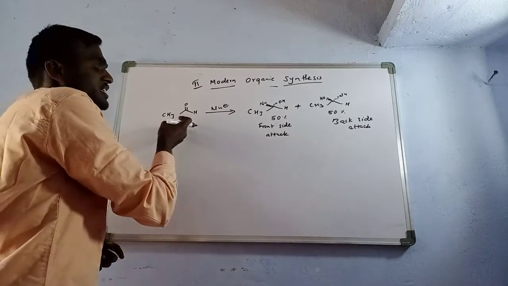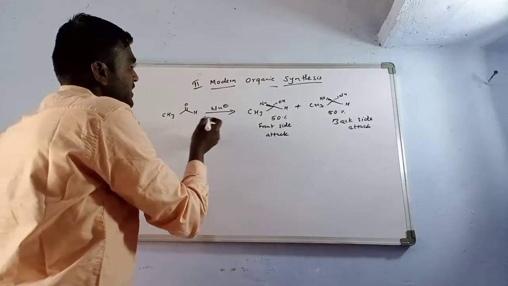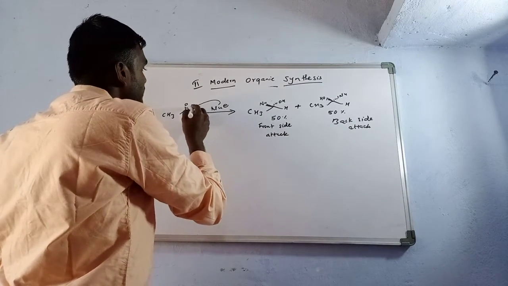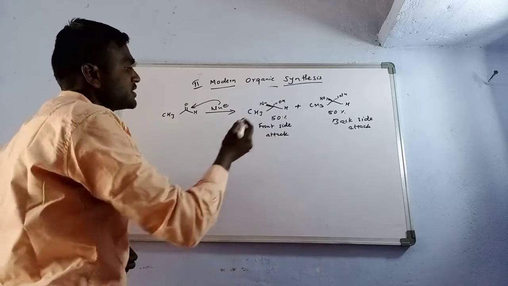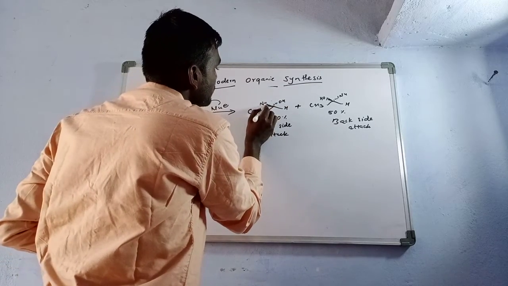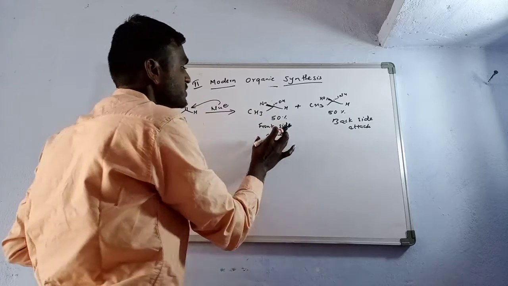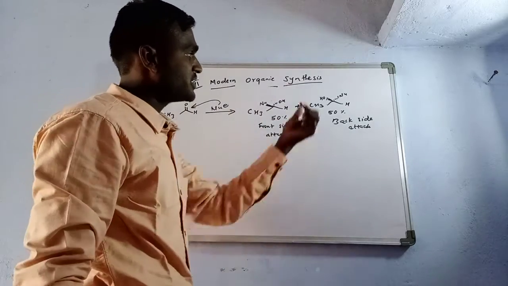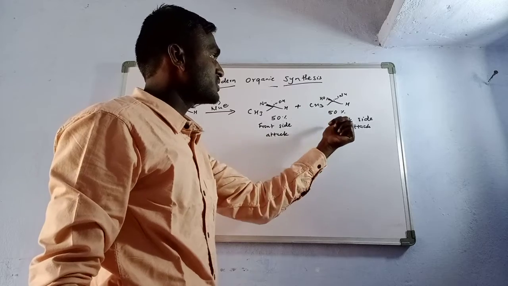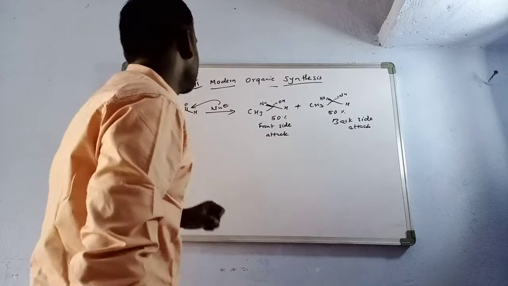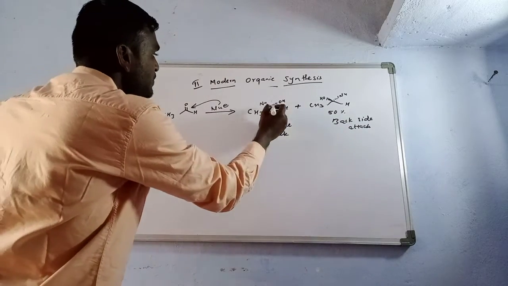See once again the example for this acetaldehyde. Whenever the nucleophile attacks on the front side, or above the face, there is a 50% chance of front side attack and there is a 50% chance of back side attack. See here, it generates a new chiral center.